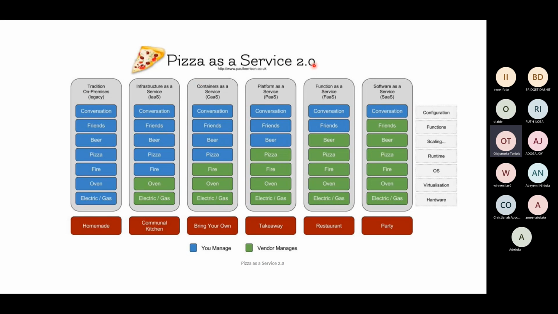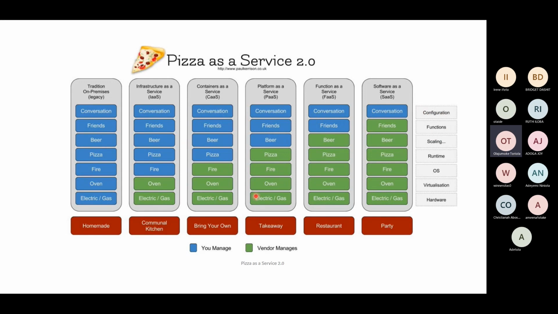And then the cool thing about it is that it's able to mark that your electric gas is actually the hardware. The oven is the virtualization, because everybody now shares the same oven. In this case, the fire is the operating system, the pizza is the runtime, the beer is the scaling. I can decide to say, okay, give me more beer. The functions are the frames, and the configuration is the conversation.